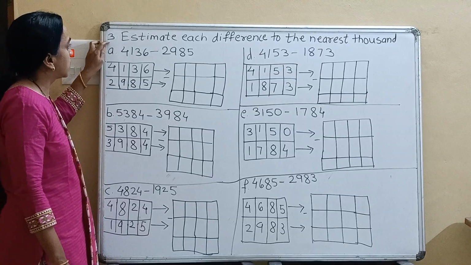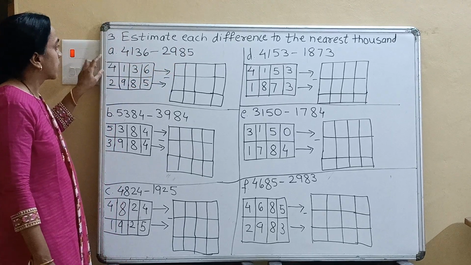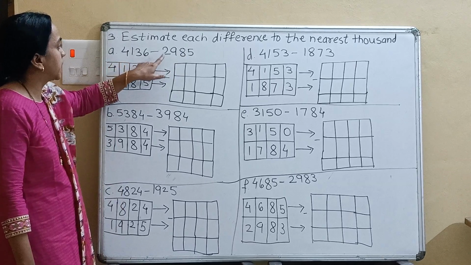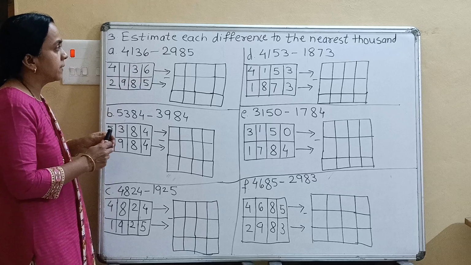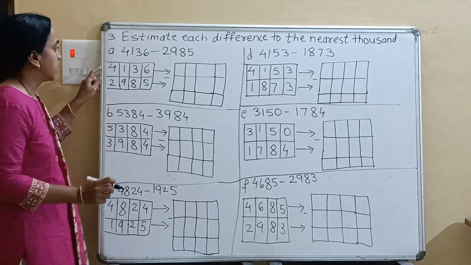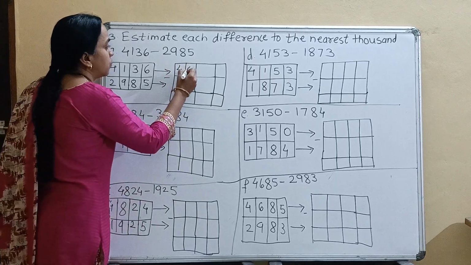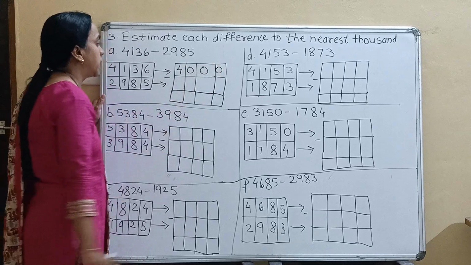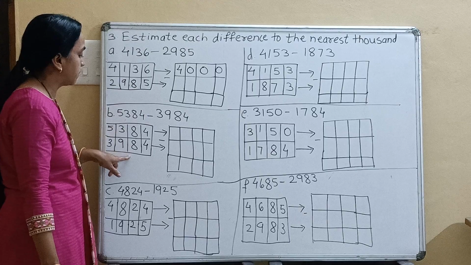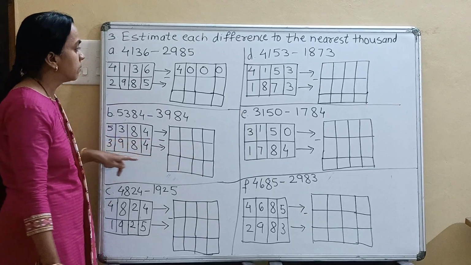Now see third question. Estimate each difference to the nearest thousand. So first example is 4136 minus 2985. So we have to estimate to the nearest thousand. So 4136, that is nearest to 4000. So write down here 4000. Each number you have to write down in each separate box like this. That's why I am writing here in these boxes.